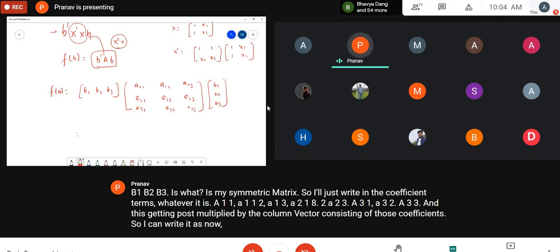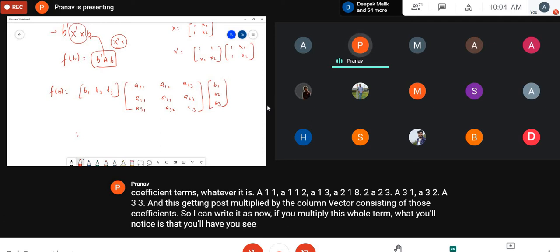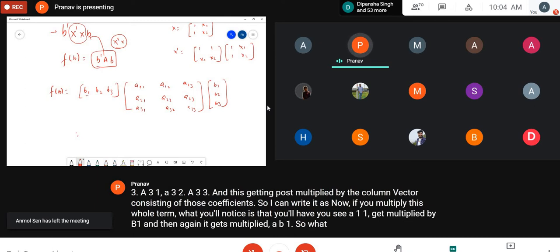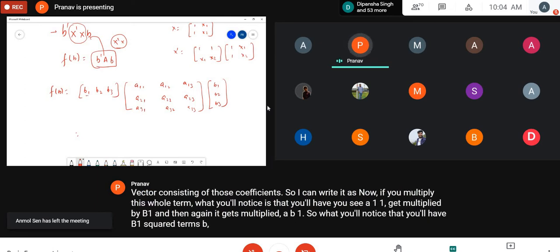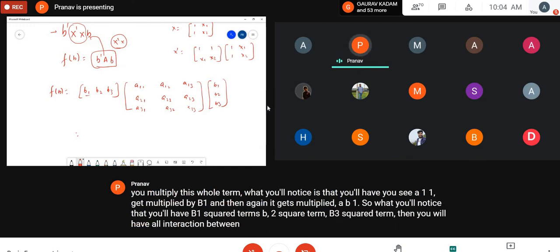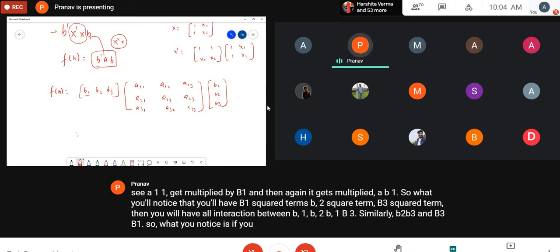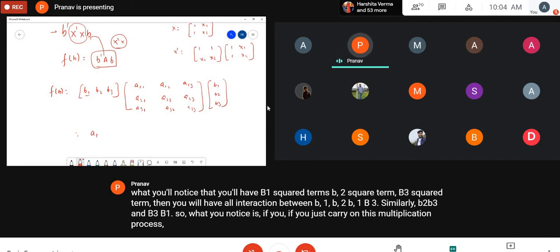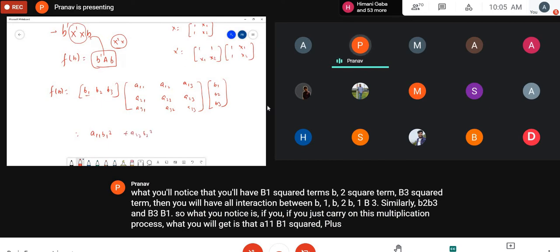Now if you multiply this whole term, you'll notice that A11 gets multiplied by B1 and then again by B1. So you'll have B1 square, B2 square, B3 square terms. Then you'll also have an interaction between B1, B2, B1, B3, similarly B2, B3 and B3, B1. If you carry on this multiplication, what you'll get is A11 B1 square plus A22 B2 square plus A33 B3 square.